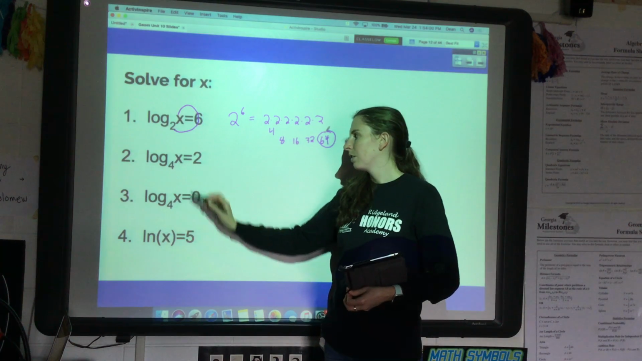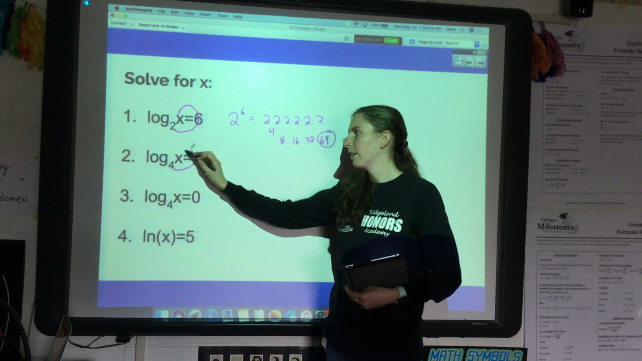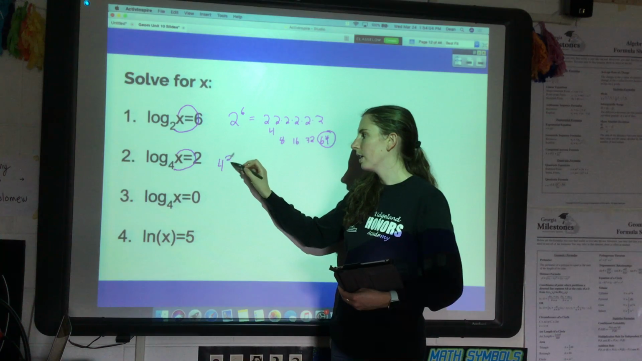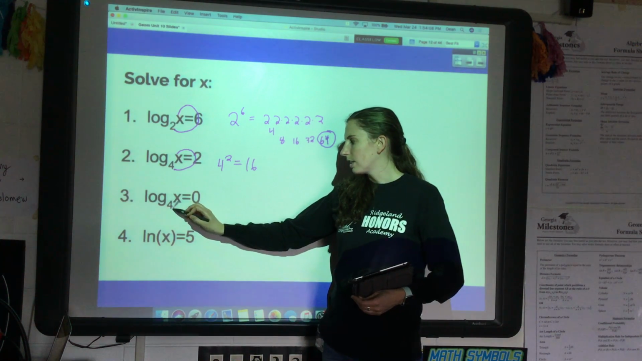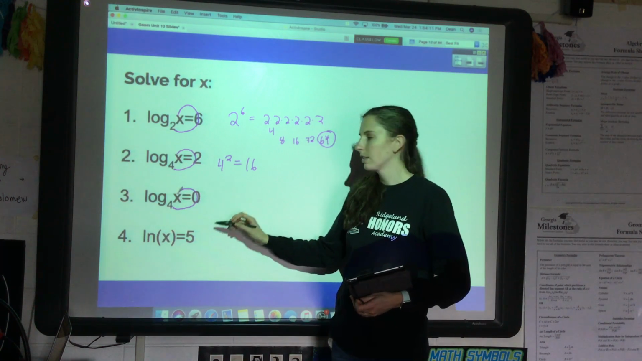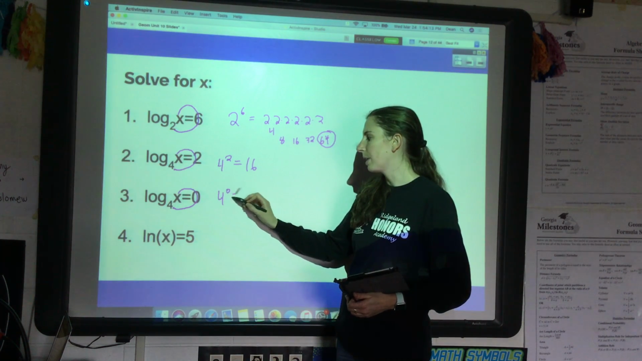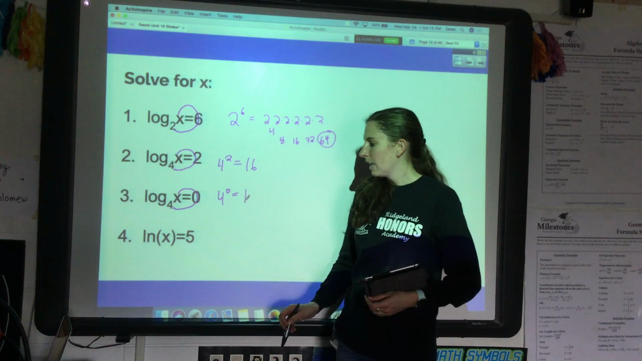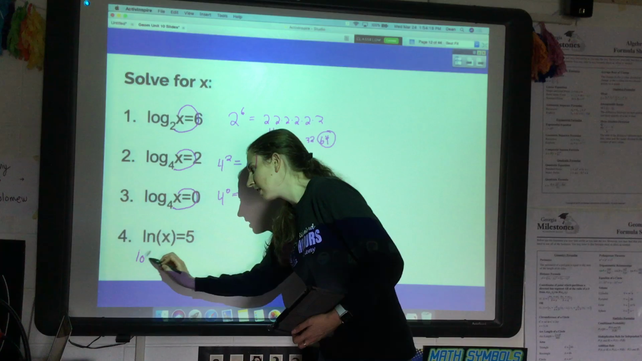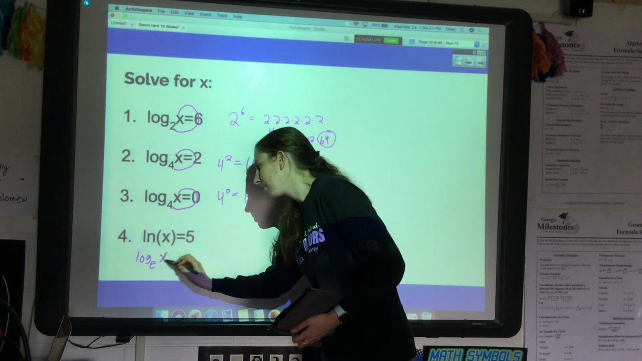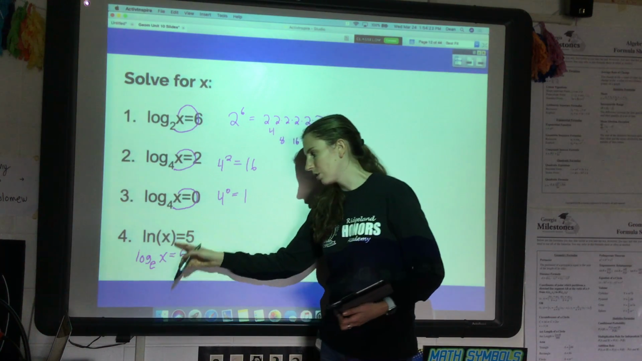This one is just 4 to the 2nd power equals x, so 4 squared, which is 16. This one is 4 to the 0 power equals x. 4 to the 0 power is just a 1. And this one, just as a refresher, natural log means log base e. So these two are the same.